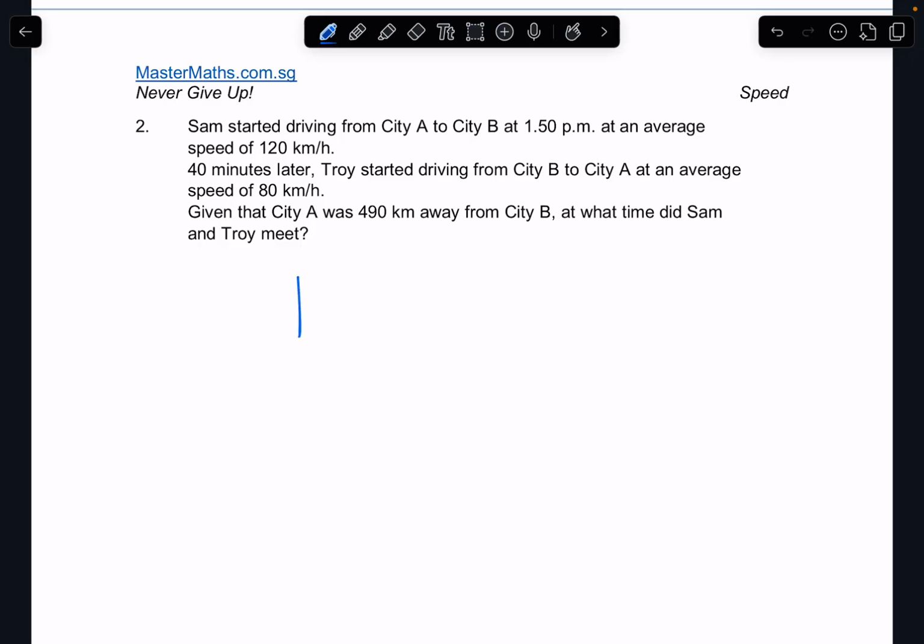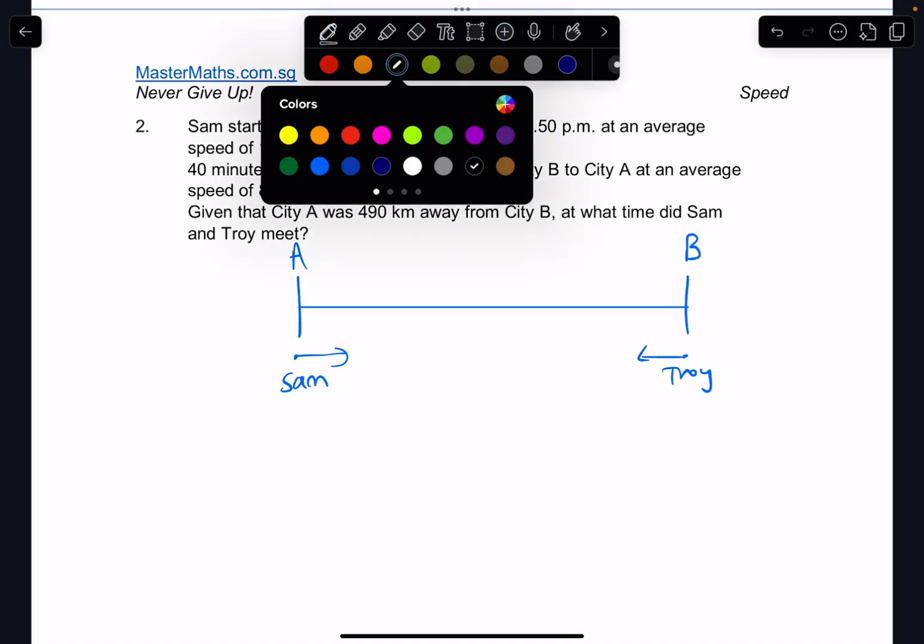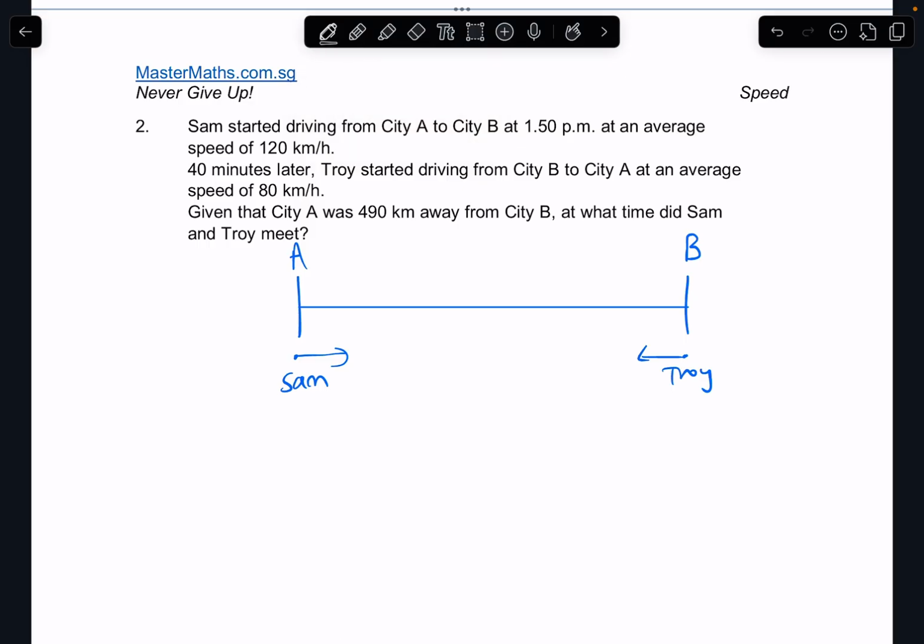So if you were to draw a timeline, this is city A, this is city B. Somebody is starting here, that is Sam. And somebody is starting here, and that is Troy. Bear in mind, Troy started later. Given that city A was 490 km from city B, at what time did Sam and Troy meet? So this is 490 kilometers.